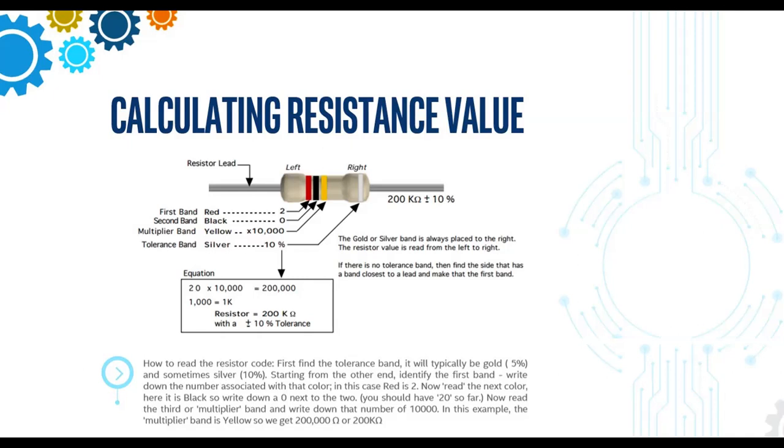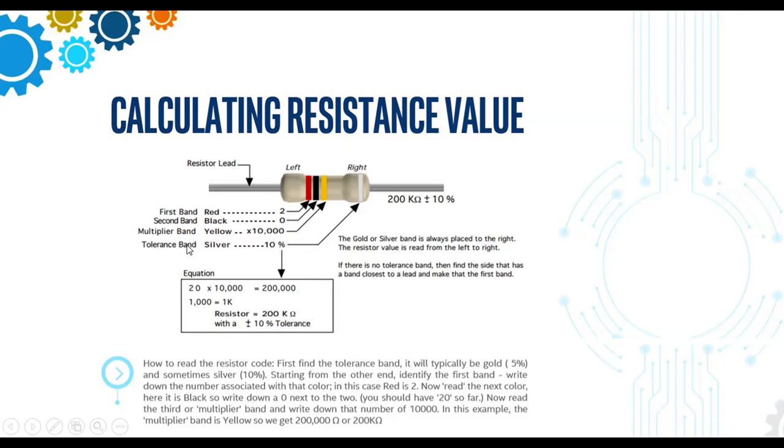Then start from the first color band at the other end; this is the left end and this is the right end. The left end starts with the red color, so the first color is red, which has a value of 2. It is available in the chart of resistance values. The next color is black, so write down 0 for black. The third color is the multiplier band, which is 10,000, meaning 10k.